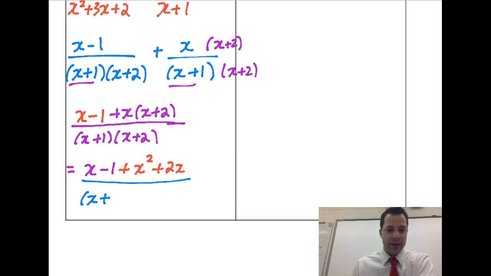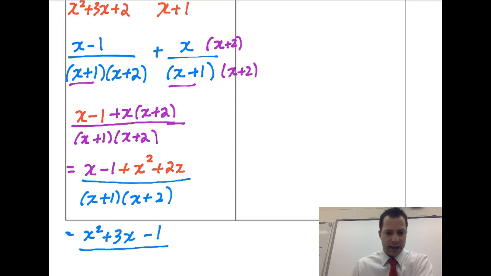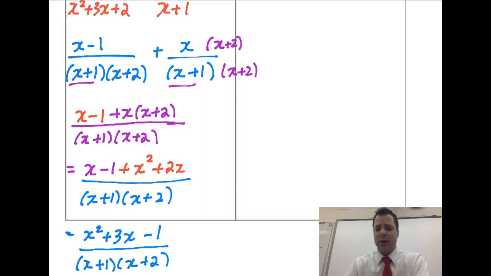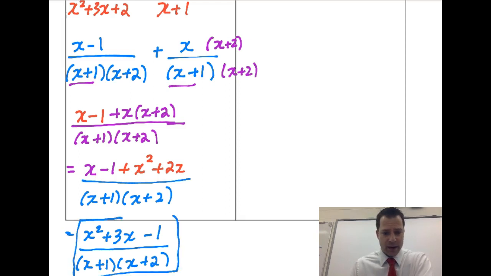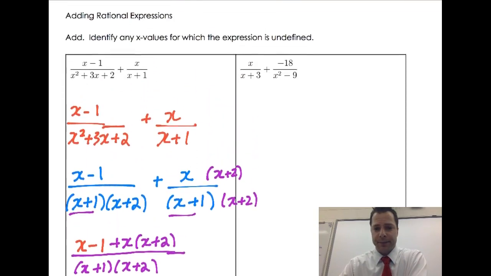Now we're going to combine like terms in the numerator. We have 1x squared, so leave that. And we have x plus 2x, which is 3x, so we have 3x minus 1, all over our denominator. We should see if that can simplify down. Two numbers that multiply to be negative 1 and add to be 3 is not possible, so this is simplified. That's your simplified answer.